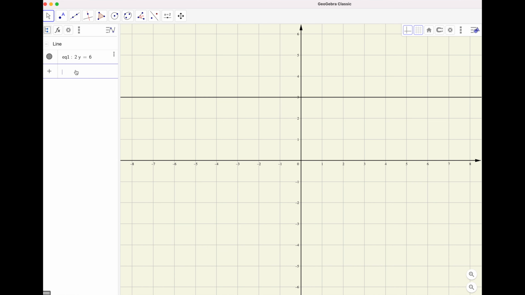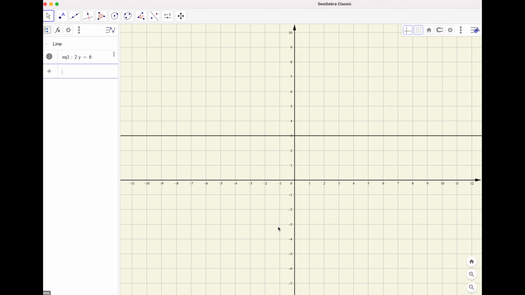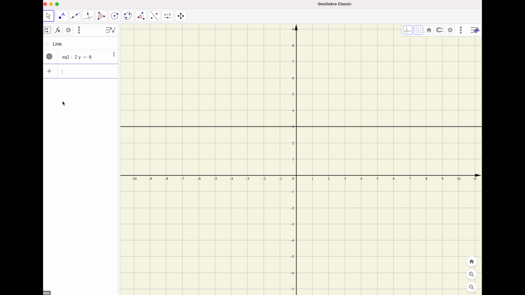There was something coming up when I was doing this. It's not here now. Anyway, any equation that you can get by solving this, which is y equals 3, gives you the same horizontal line. Okay?